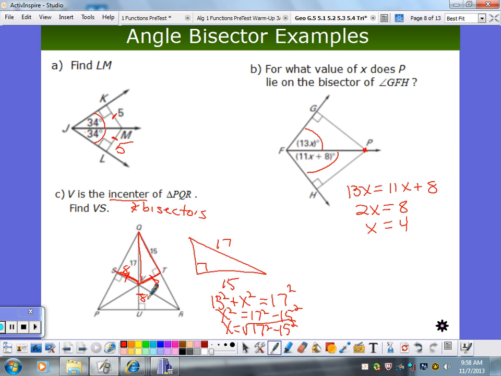So this one I had to use the Pythagorean theorem. I had to think a little bit. But once I have this side, I know all 3 of these. So what's VS? The length of VS is 8. So sometimes we have to do kind of clever things.